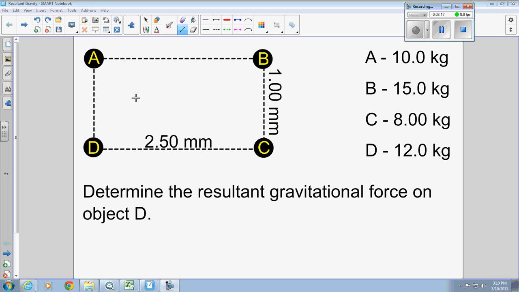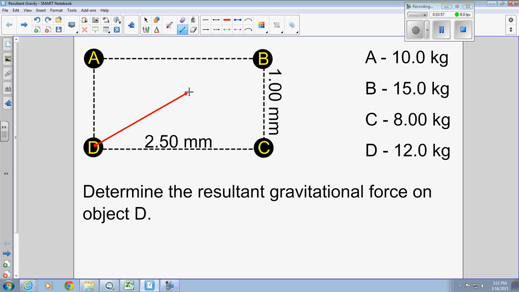Okay, so what we have are four objects sitting in some plane, and we're going to determine the resultant gravitational force on the object D. What that means is we're going to figure out what direction and with what force this object is going to get pulled initially. Remember, it's not just going to get pulled by A, it's not just going to get pulled by C, it's not just going to get pulled by B. There's going to be some resulting force that initially starts pulling this object, at some angle.